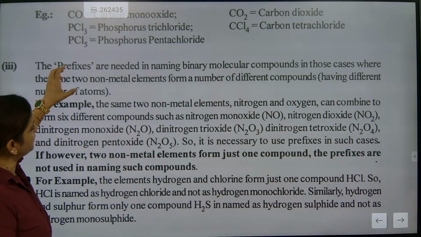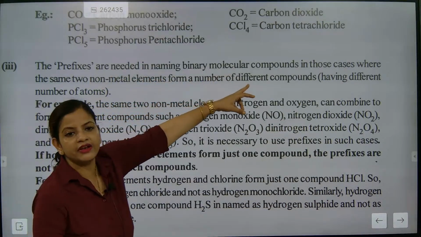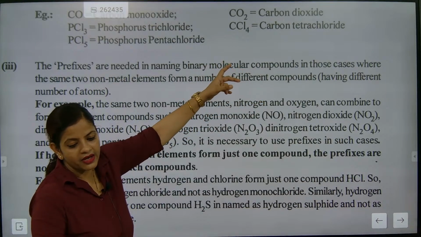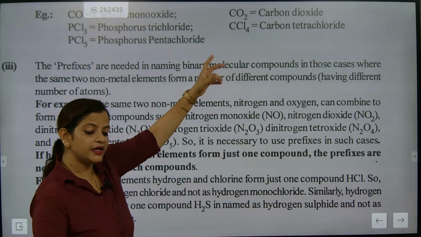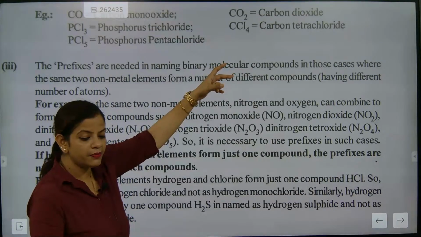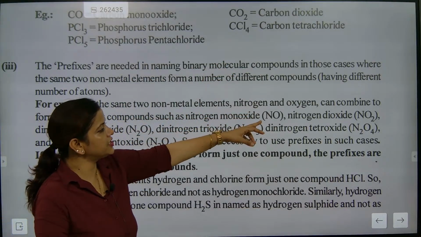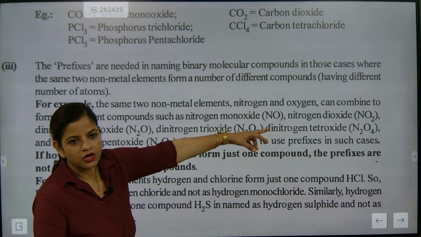What is the content given? The prefixes are needed in naming binary compounds. So prefix writing is very, very important for binary compounds. How is prefix writing very, very important for binary compounds? Let's check this one out. So here the same two non-metal elements are present: nitrogen and oxygen.